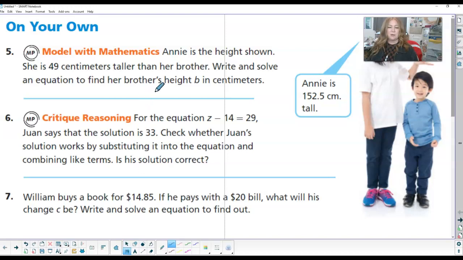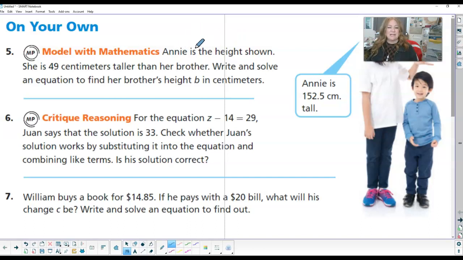For 9.1 on your own, we are going to be working on writing equations. So remember, an equation has that equal sign. It's going to balance the two sides. We have this and this. We're trying to balance them with that equal sign.